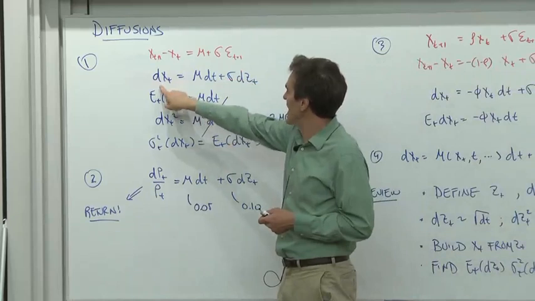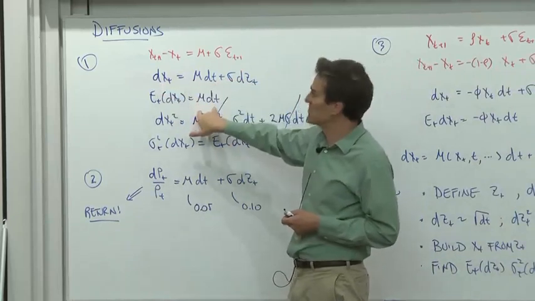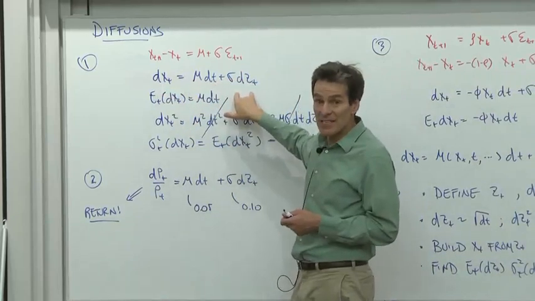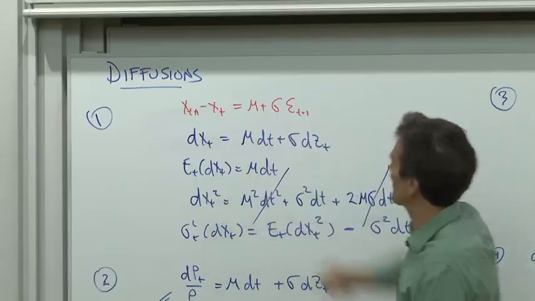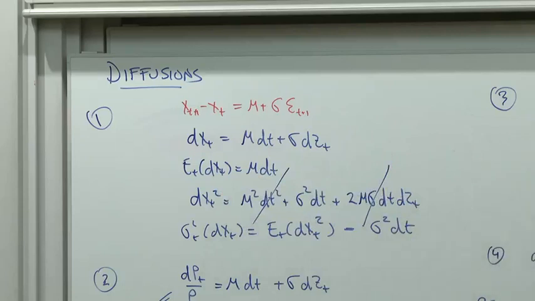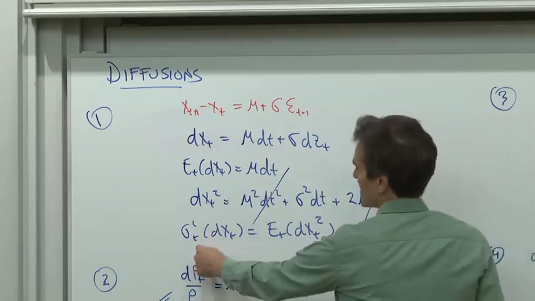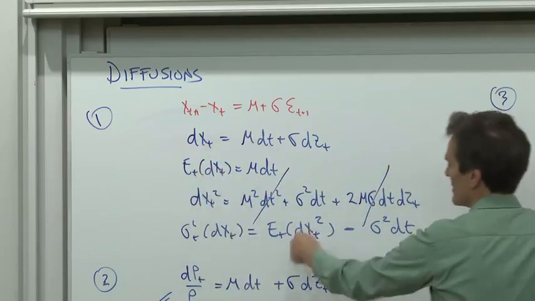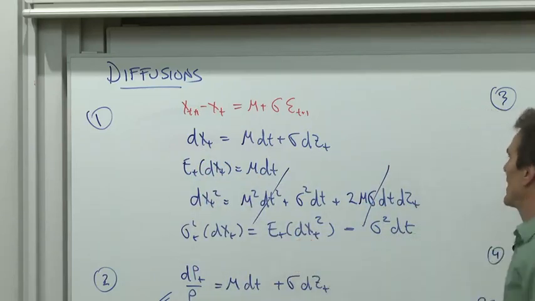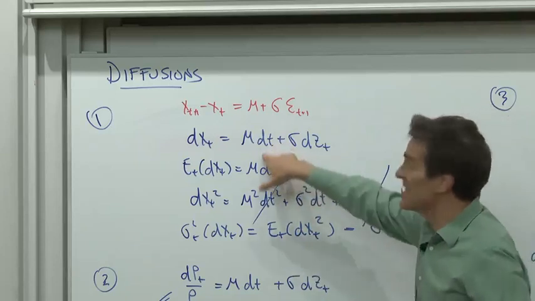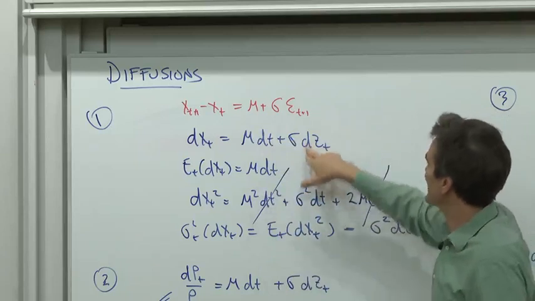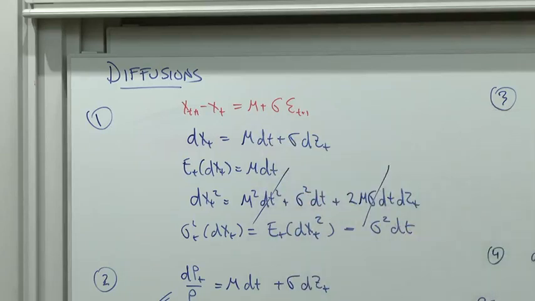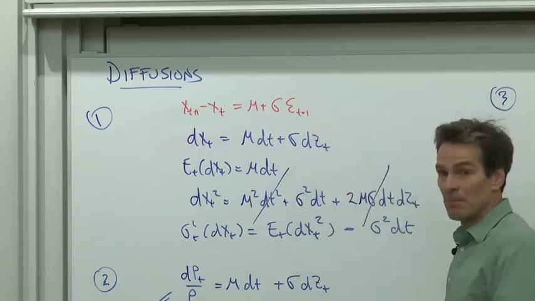What are the properties of a random walk with drift? Well, E_t of dx, the expected value of that, is just mu dt. The expected value of dzt, is anyone listening? That's 0, right? So the expected value is just mu dt. What's the variance? Well, the variance of dx is the mean of dx squared. That's just sigma squared dt. dt squared, that goes away. dt times dz, that goes away. dz squared is dt. That's the only term that stays. So we know how to find the mean and variance of the diffusion process.